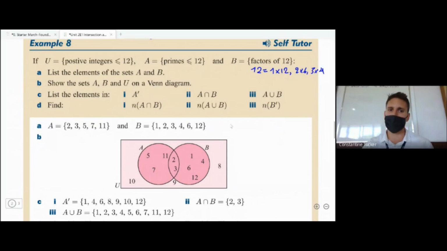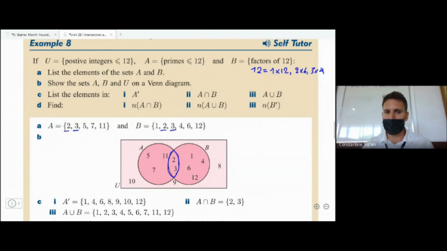So now that we've got all of this information, they say, put this stuff into the Venn diagram. So, you know, we've got A here, we've got B here, we've got U, which is between 1 and 12. And now we start putting this stuff in. We always start from the intersection. So what are the common elements here? 2 and 3. Yes, let's go ahead and put that stuff into the intersection. And then we put the leftovers in there. I've taken the 2 and the 3 out from the A. So what am I left with? 5, 7, 11. I put 5, 7, and 11 in there.